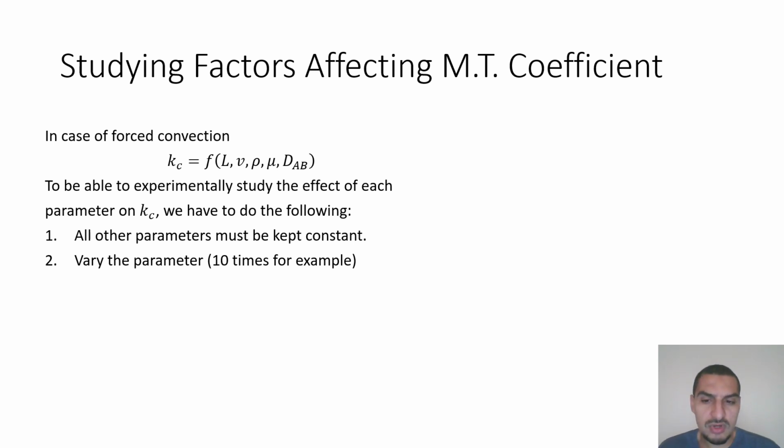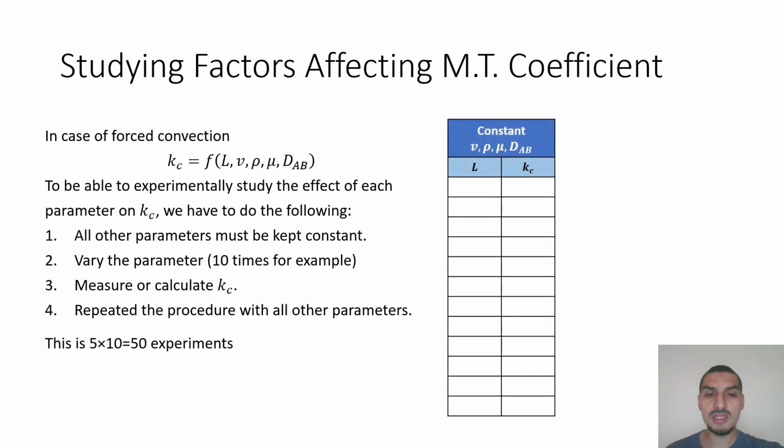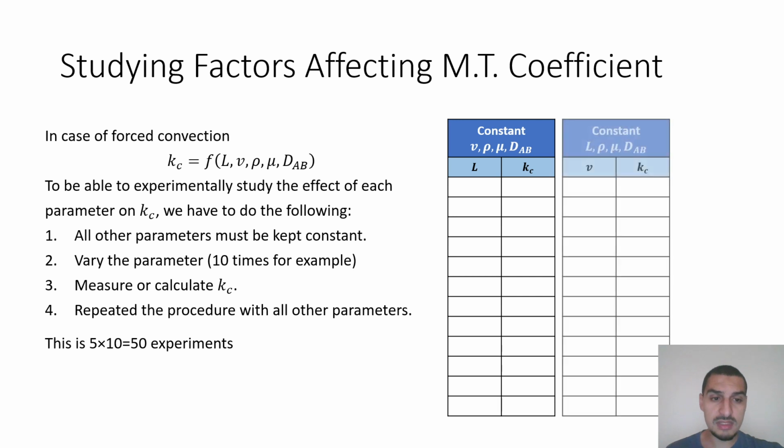But let's say for the sake of argument that we are going to keep it at only 10. Then for each one of these runs, I change L, and then I measure or calculate Kc, and then I repeat it for the rest of the parameters. So I'm doing 10 experiments for L, 10 for V, 10 for ρ. So this is 10 multiplied by 5 equals 50 experiments. So the output of my experiments would be tables like this and this.